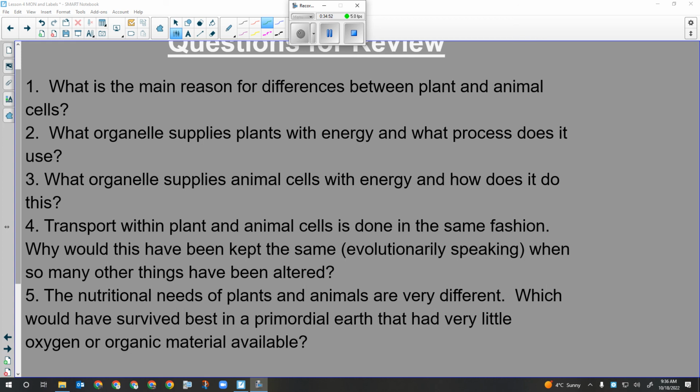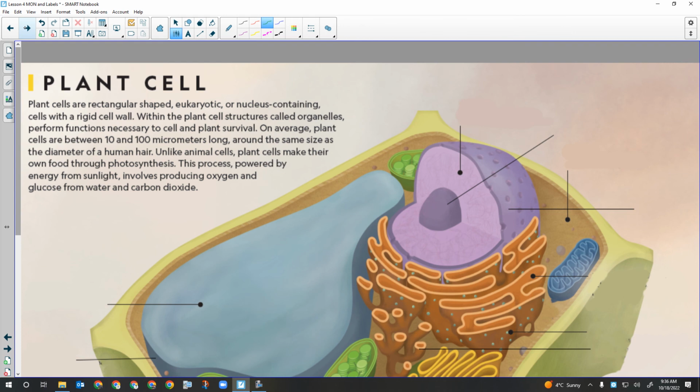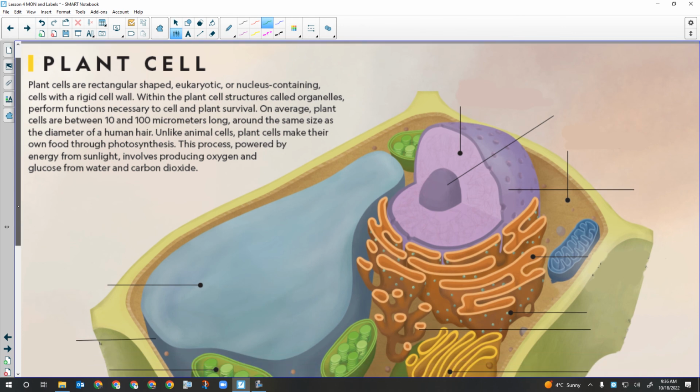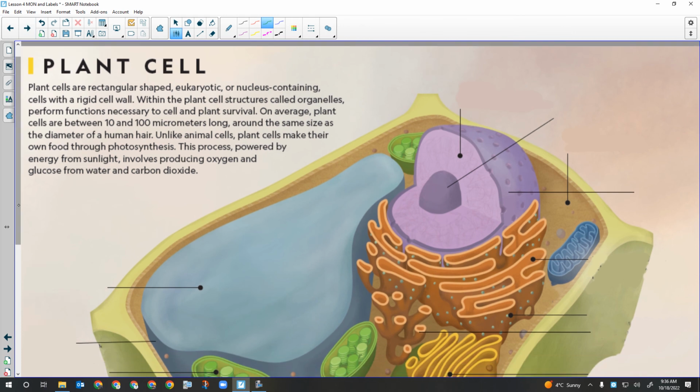Okay, take out your cell diagrams. So we'll start here at the top. What's this big purple thing? It is the nucleus.